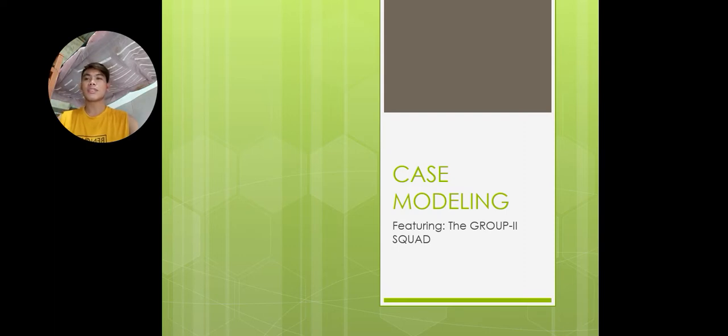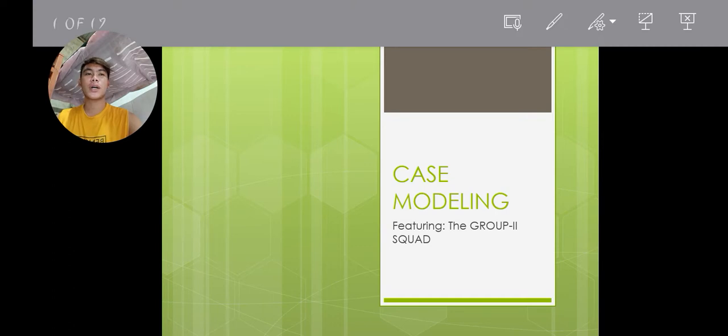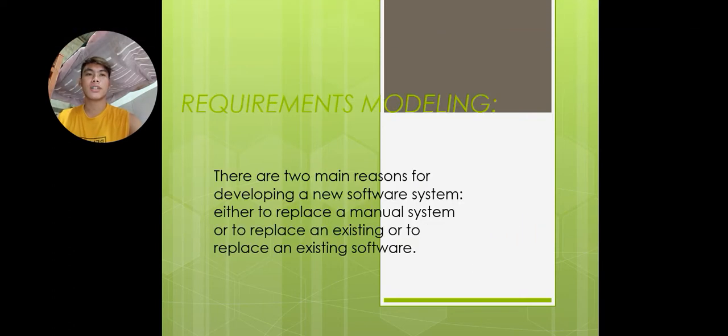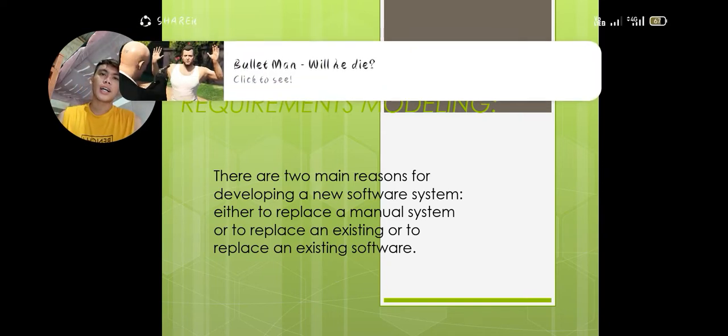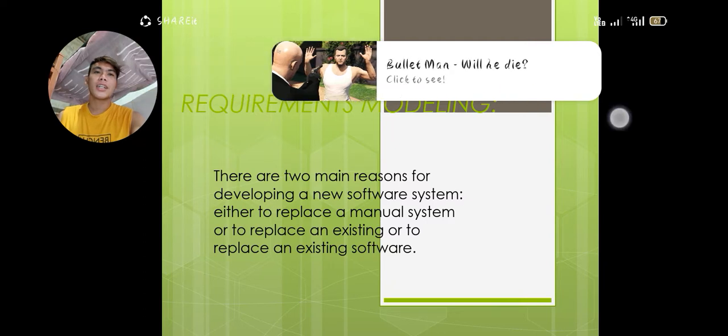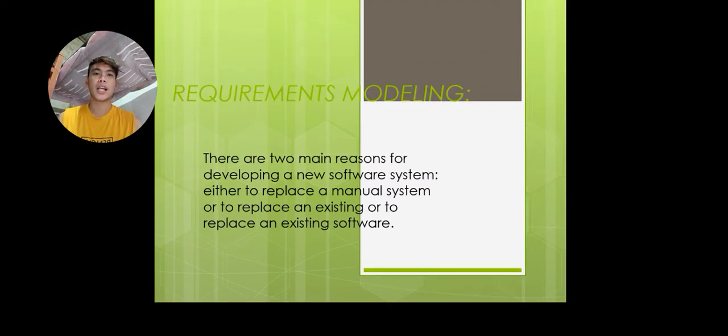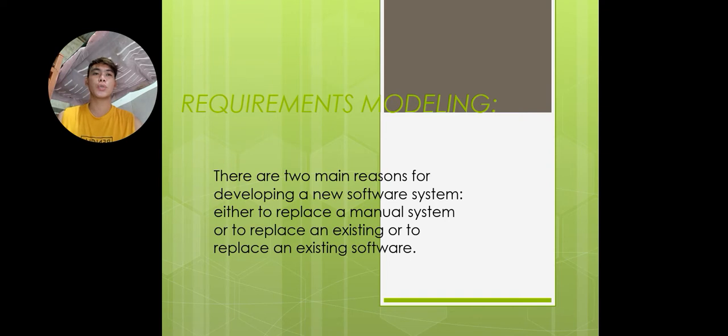So there are types of case modeling. The first one is requirements modeling. There are two main reasons for developing a new software system, either to replace a manual system or to replace an existing software.